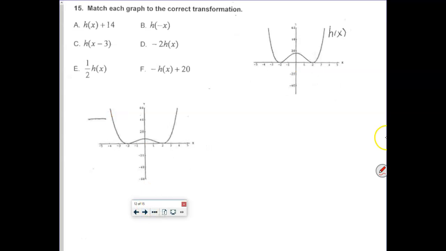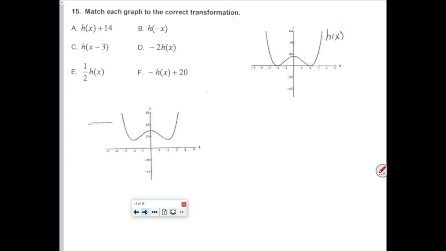This guy, the x-intercepts don't seem to have moved at all, but I feel like the height is not quite as high as it used to be. That would be E. Very good. That just went up. That's A. Very good.